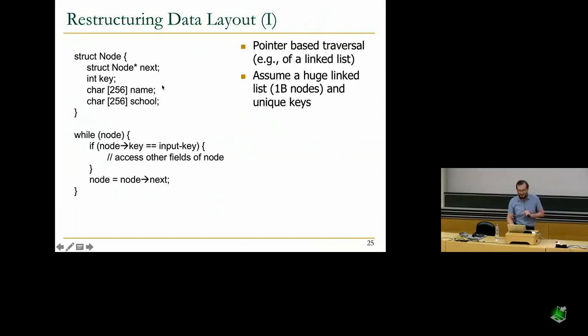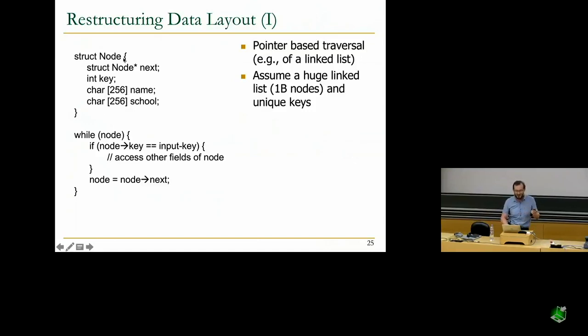Basically, let's assume that you have this struct. This is the C syntax. How many of you know C here? Okay, not terrible. But this could be an object also, right? But this is an object with pointers in this case. Essentially, what you have here is a node, and it points to the next node. And it has a key it can be identified with, and it could be a student ID, for example. And it has a character array that stores a name, and it has a character array that stores a school.